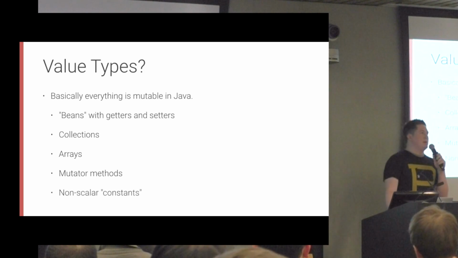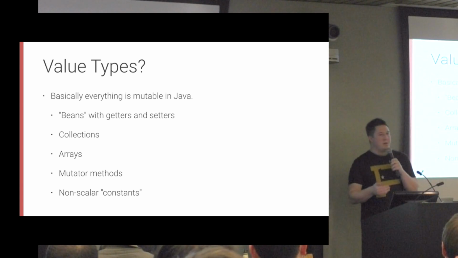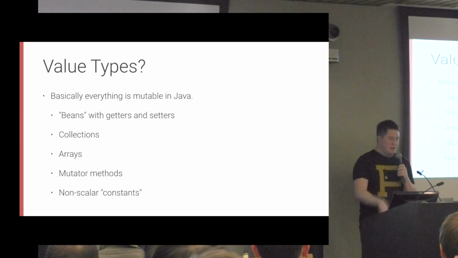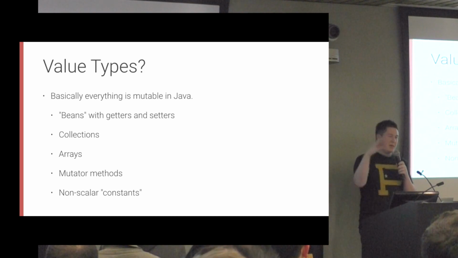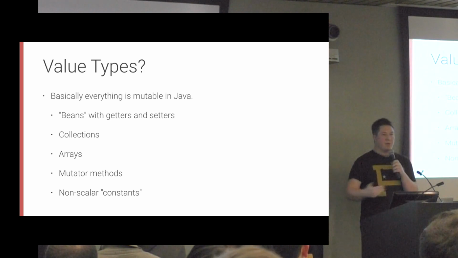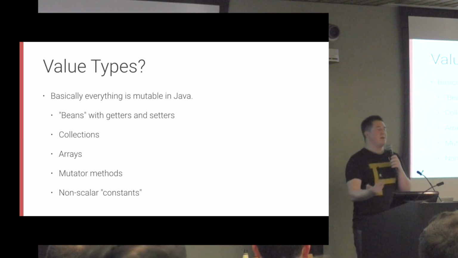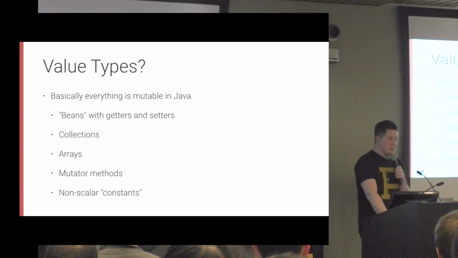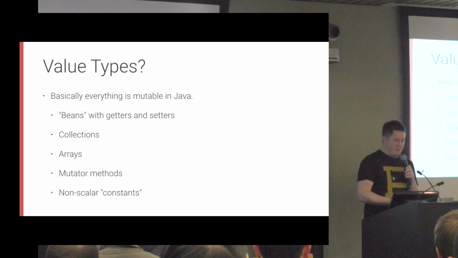And then finally, we have this idea of non-scalar constants, and this is when you take a type and you make it a static final in a class, unless that type itself is actually immutable. Just making it static final doesn't make it immutable. So if you take an array and you make it a static final field, you're not actually making that immutable, right? It can still be mutated. And so value types is something that aims to solve this. It's basically focusing on the immutable aspect of data, and that's what a value type is.